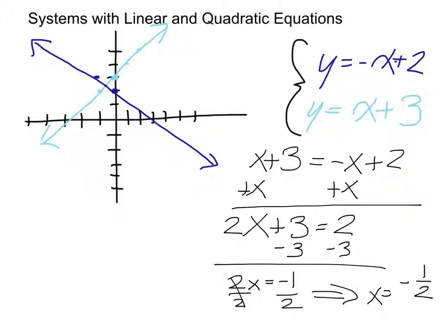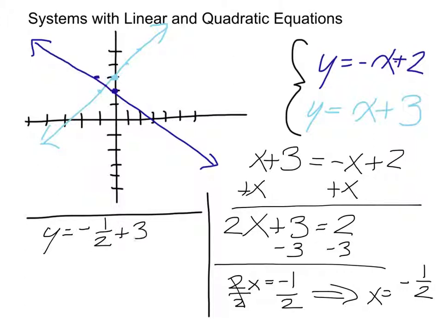Okay? Given that I have that, I can just substitute negative 1/2 into either of the two equations. So let me go ahead and do that. I'm going to choose y equals x plus 3. So I'm going to do y equals negative 1/2 plus 3. That's the same as negative 1/2, 3 can be written as 6 over 2. So that means that y is equal to 5/2.